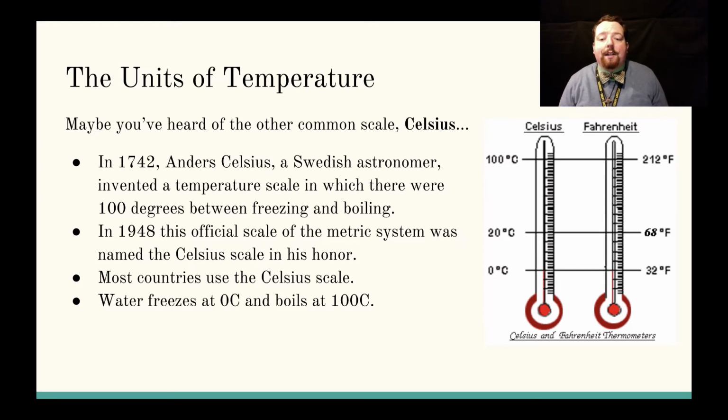You may have heard of the second temperature scale. It's called Celsius. It's used a lot in science. In 1742, Anders Celsius, a Swedish astronomer, invented a temperature scale in which there was exactly 100 degrees between freezing and boiling.